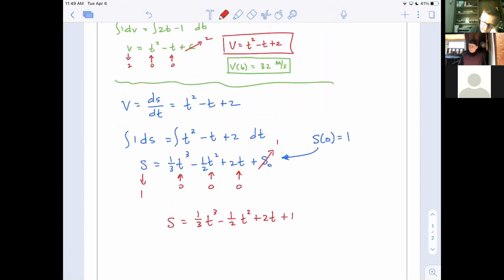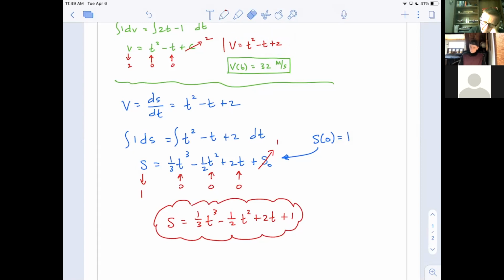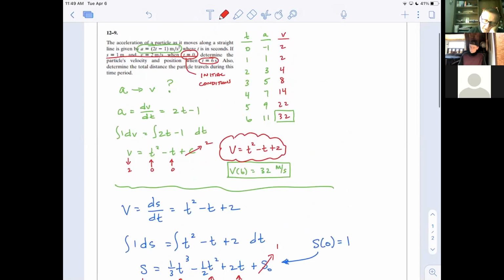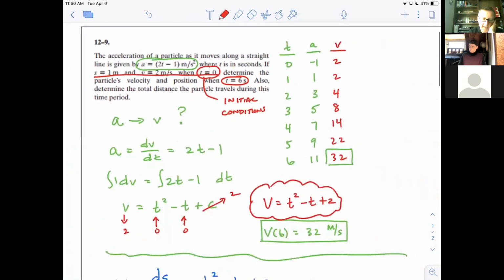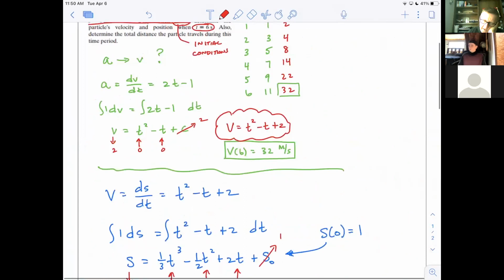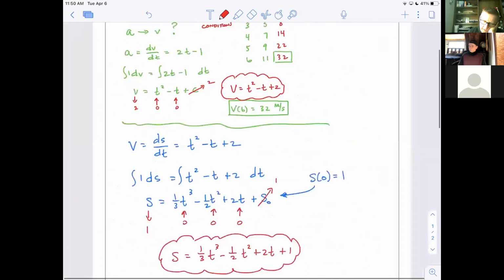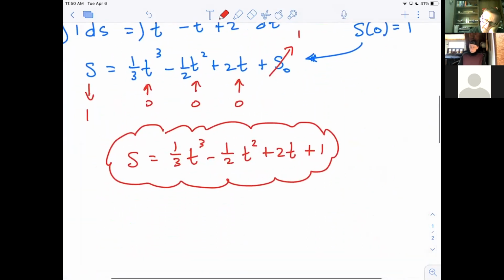Question is, can you speak the language of calculus well enough to kind of track with this? So what did I really do? I started with an acceleration equation, and then by taking integrals, I created a velocity equation, and I created a position equation. And so now I can know anything I want.